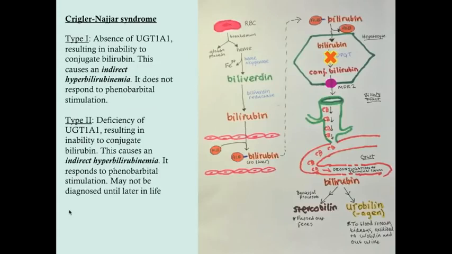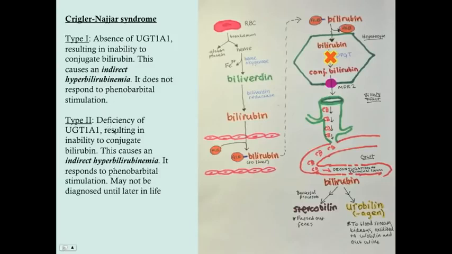Crigler-Najjar syndrome is the absence of that enzyme, UGT1A1, which is the enzyme that's responsible for conjugating bilirubin into conjugated bilirubin. And there are various degrees of absence or deficiency of this enzyme. In Crigler-Najjar syndrome type 1, that's a complete absence of UGT1A1, and so these babies are completely unable to conjugate bilirubin. This is going to cause a severe indirect hyperbilirubinemia, and ultimately this is going to require liver transplant.